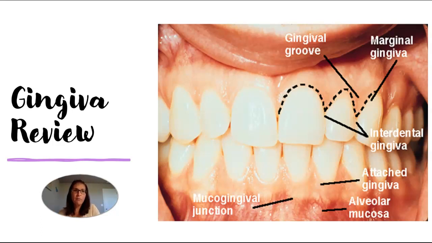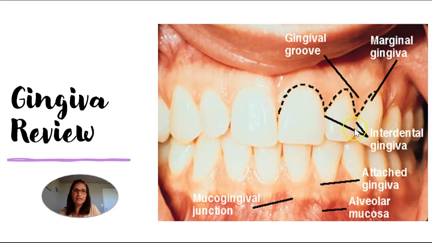We also have our marginal gingiva, which is depicted here by this dotted line, and it's also known as free gingiva. And you can actually kind of displace it a little bit. So it's not attached, but what it does is it surrounds the tooth. If we think about a collar on a shirt, the collar on our shirt surrounds our neck, and the marginal or free gingiva does the same thing. It surrounds basically the neck of each of our teeth.